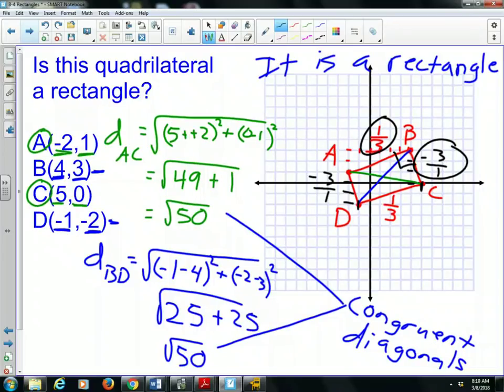And how about BC and DC? Those two sides are adjacent, and those slopes are perpendicular, 1/3 and negative 3 over 1. So 90 degrees, 90 degrees, 90 degrees. You got to either use the slopes or use the distance formula.